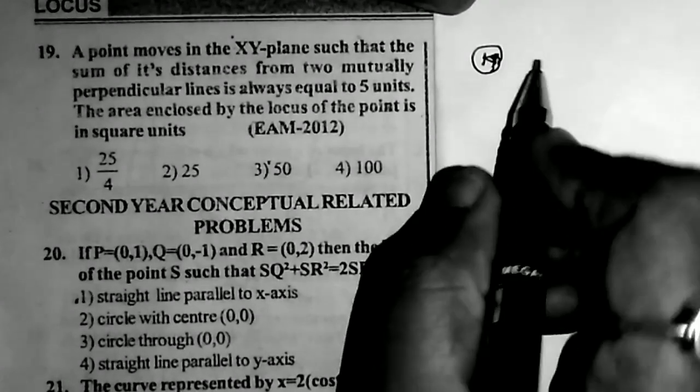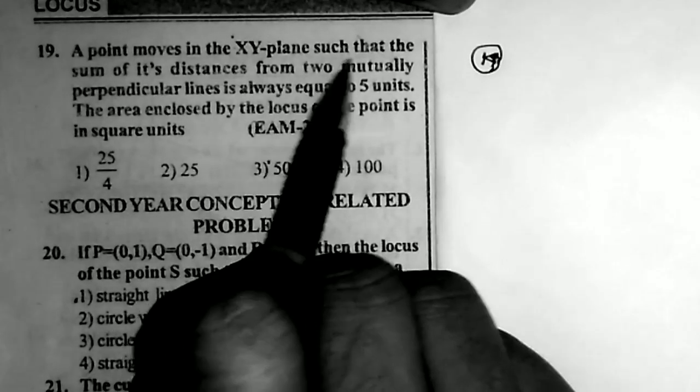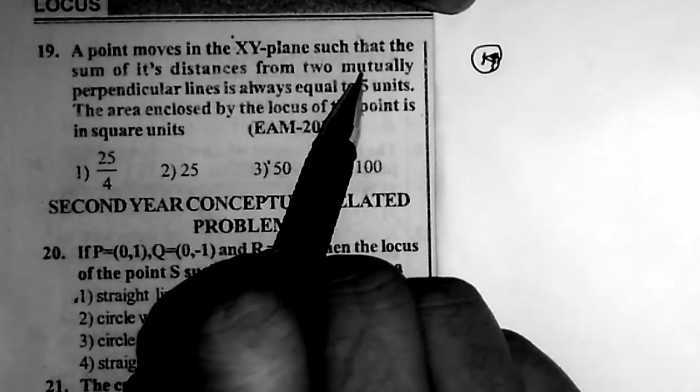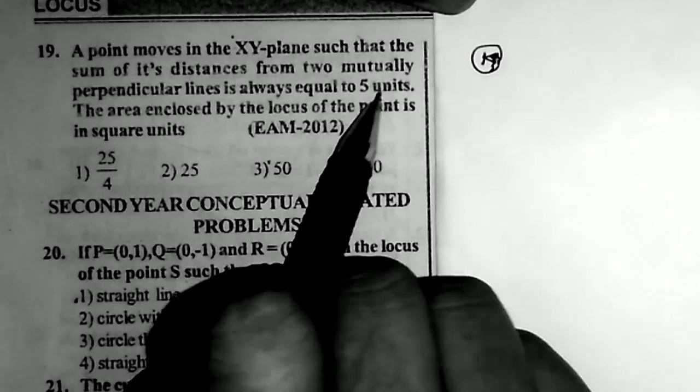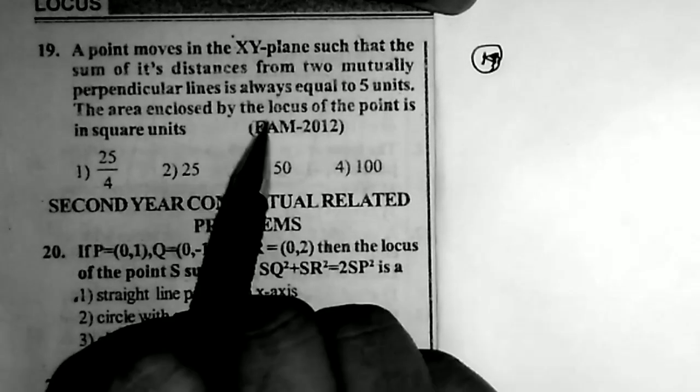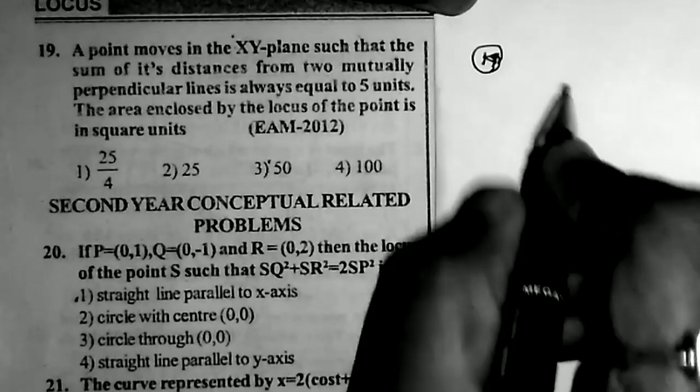Next question, sum number 19. A point P moves in the xy plane such that the sum of its distances from two mutually perpendicular lines is always equal to 5. Then the area enclosed by the locus of the point, in square units, is equal to.